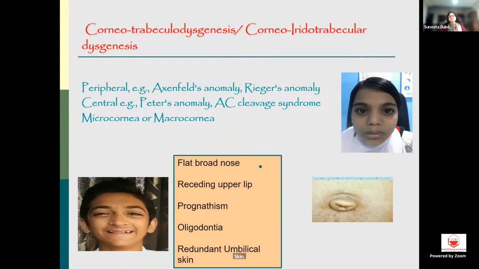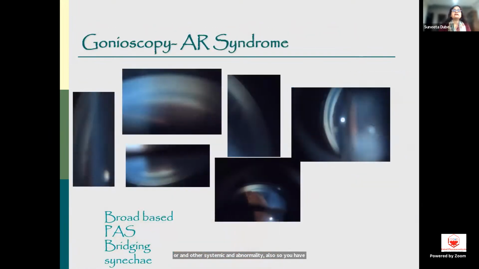So whenever you suspect a patient having Axenfeld-Rieger syndrome, you have to look for the facial features and other systemic abnormalities also. You have to know the complete picture. And if you look at the gonio picture of these patients, you will see these broad-based PAS and bridging synechia.